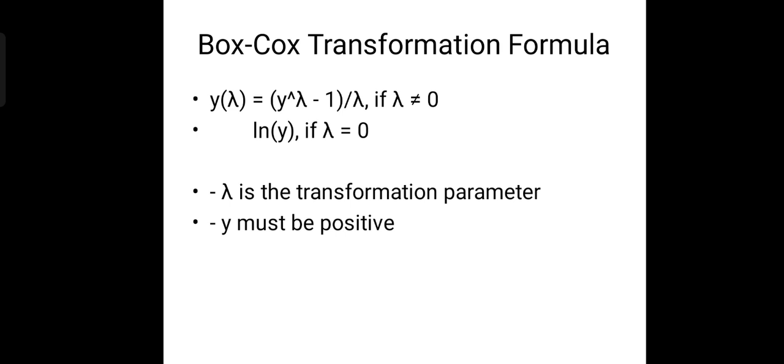Using this formula manually is a very laborious task. Thus, many popular libraries provide these functions. Lambda is the transformation parameter chosen to best normalize the data. Y is the original data and must always be positive.